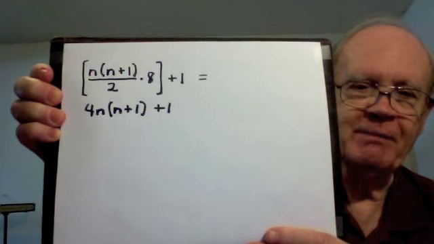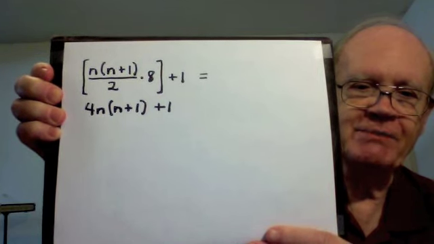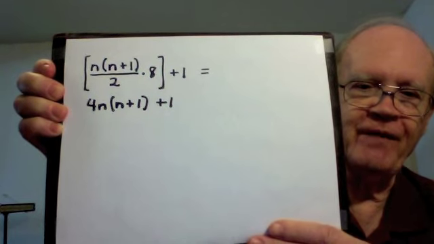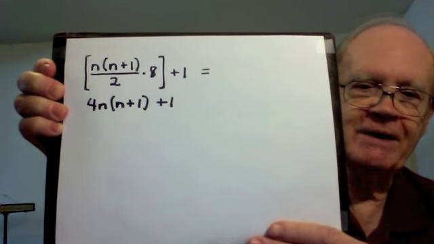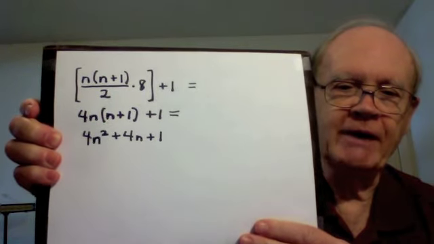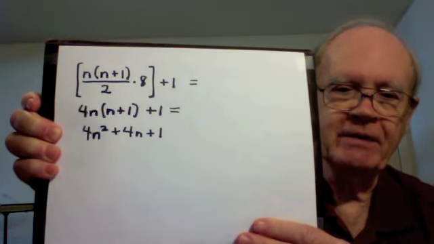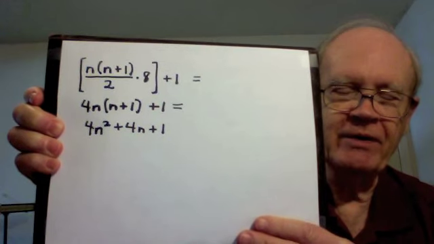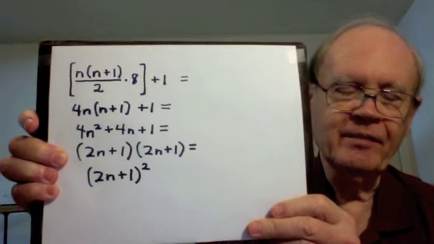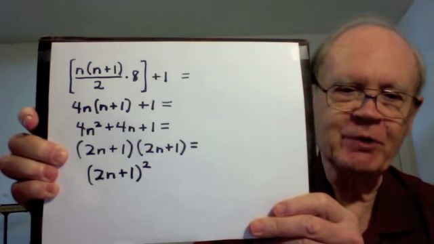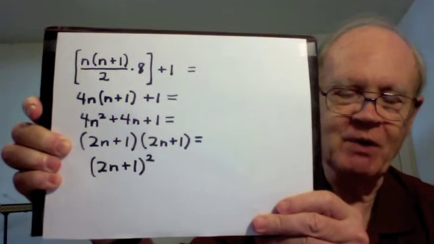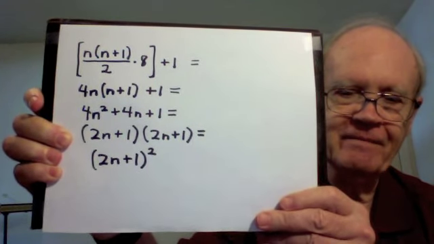I simplify the expression by dividing 2 into 8, which gives 4. So we have that equal to 4n times n plus 1, plus 1. I distribute the 4n and I get 4n squared plus 4n plus 1. That expression can be factored into 2n plus 1 times 2n plus 1, which means it's 2n plus 1 squared.